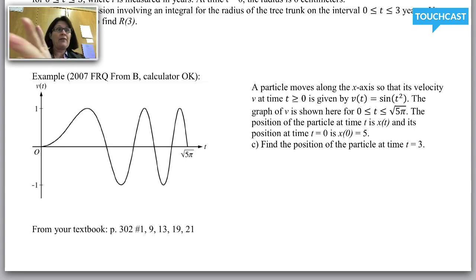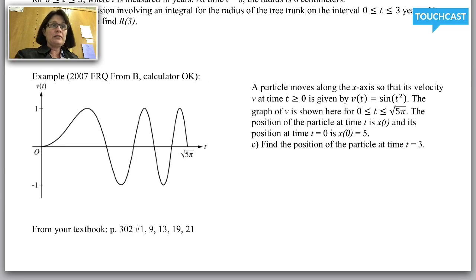I have a graph of v of t, and I've been asked to call the position of the particle x of t. And I know that when time is 0, the particle is already at position x equals 5. Can I find the position of the particle at time t equals 3? The answer, my friends, is yes.